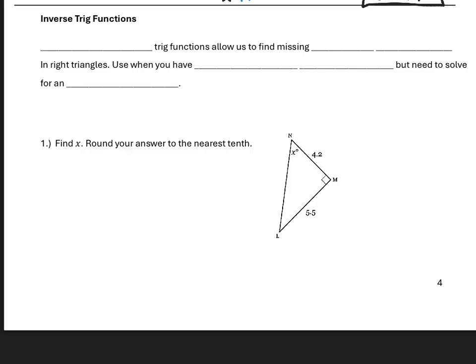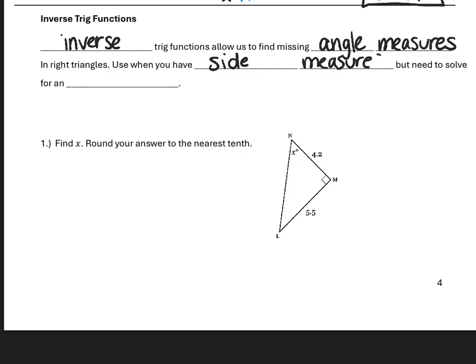We can also use inverse trig functions. So far we've been finding sides, missing sides, but we can use inverse trig functions to find missing angle measures. So if we need to find an angle measure and we have sides, we can use the inverse trig function. So you use this when you have side measures, but need to solve for an angle.